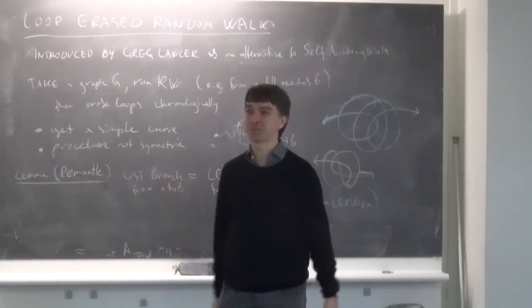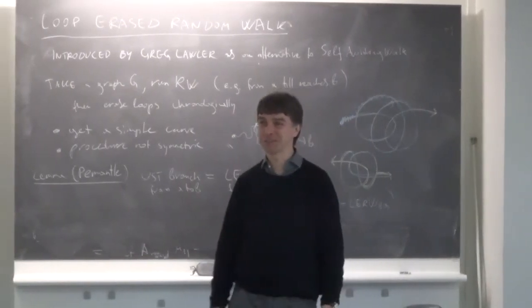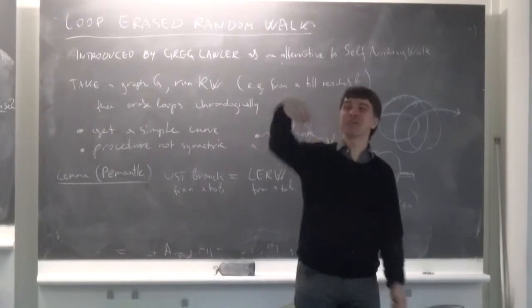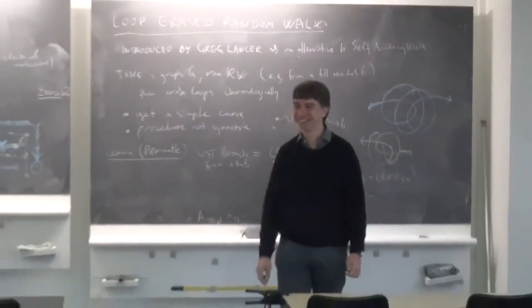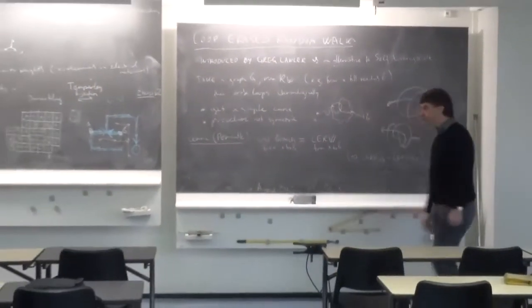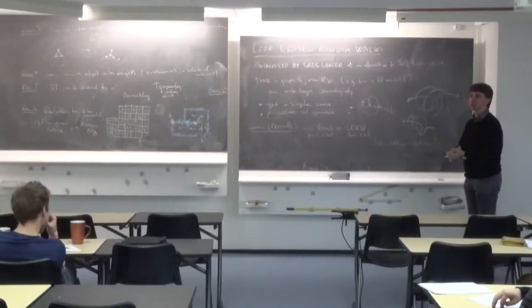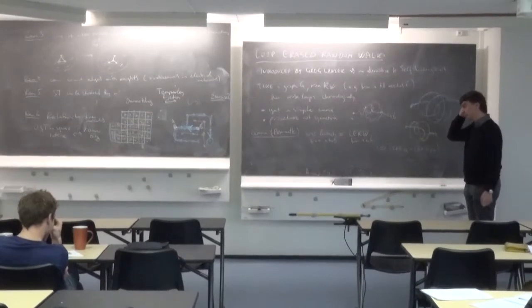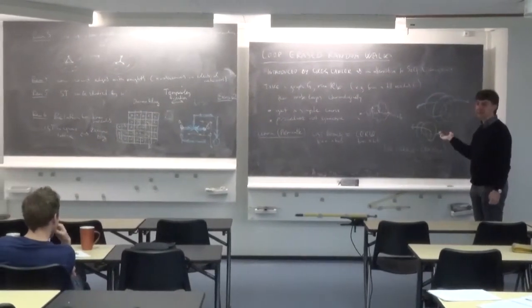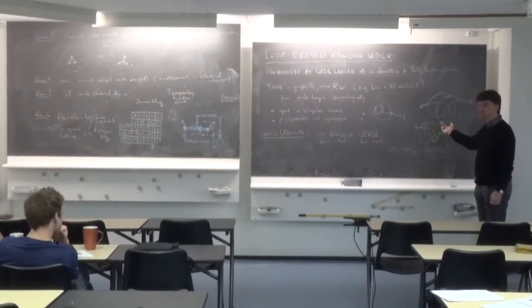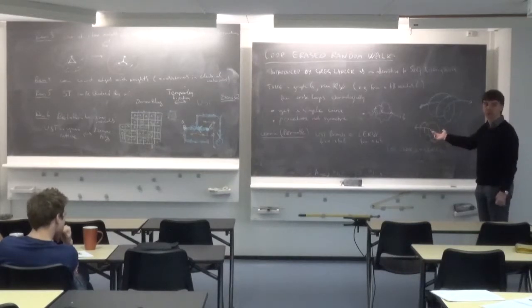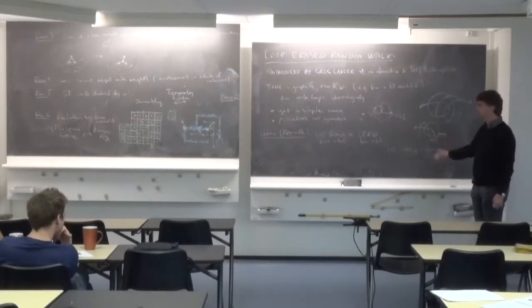I'm speaking about loop erased random walk. There are better people who can speak about it. Then it gives that it is symmetric. In a sense it's a surprising result because from the procedure it's absolutely not clear why it should be true.